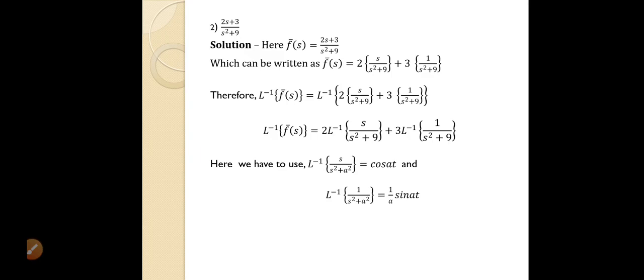So using these results and for a equal to 3, we get L inverse f bar of s is equal to 2 cos 3t plus 3 into 1 upon a becomes 1 by 3 sin 3t. On simplification we get it as 2 cos 3t plus sin 3t. So this is our required answer, which is nothing but function of t whose Laplace transform is the given f bar of s. One more example.